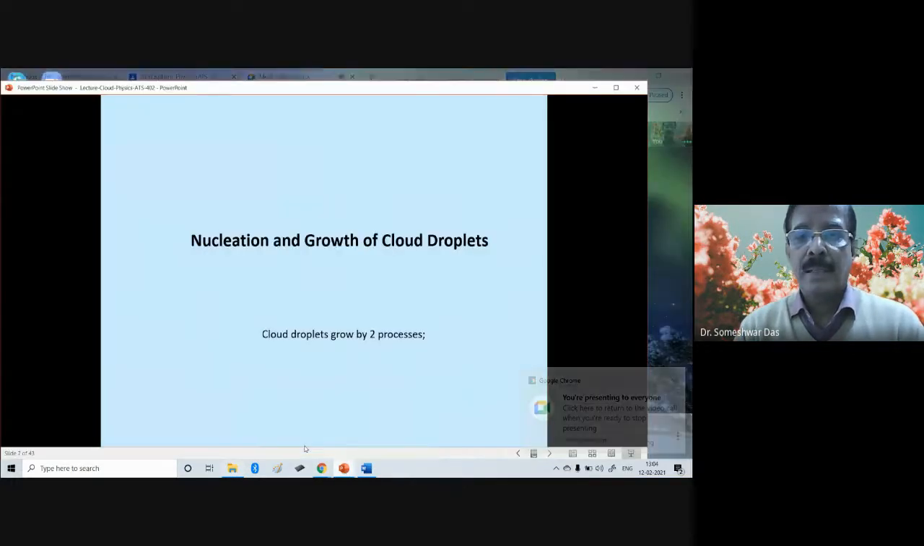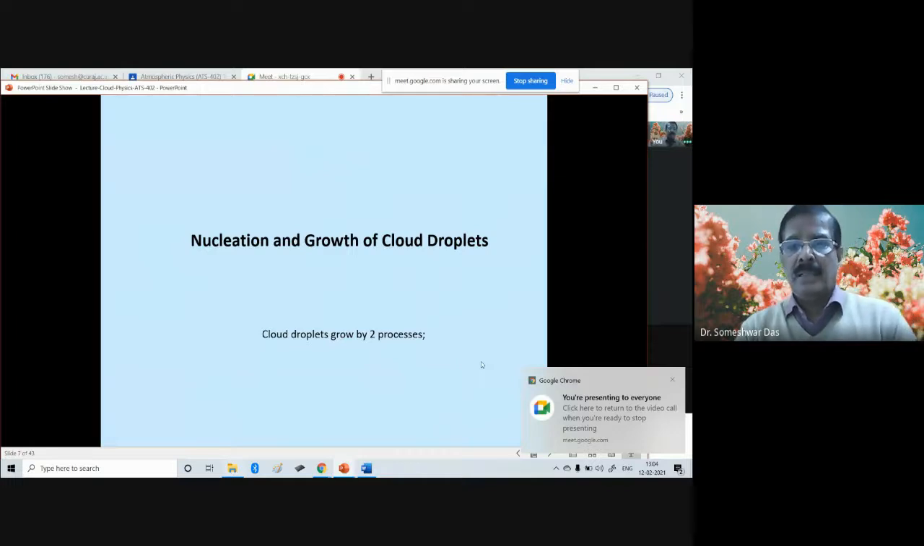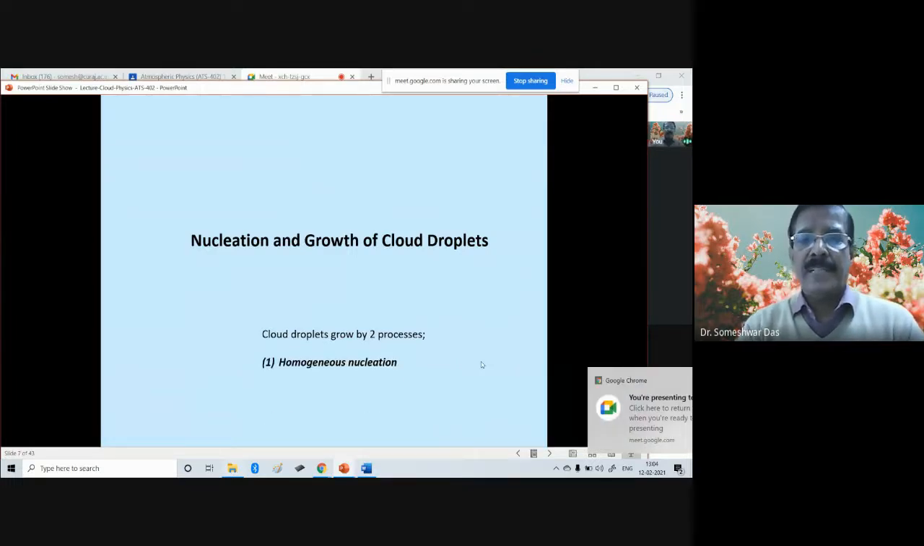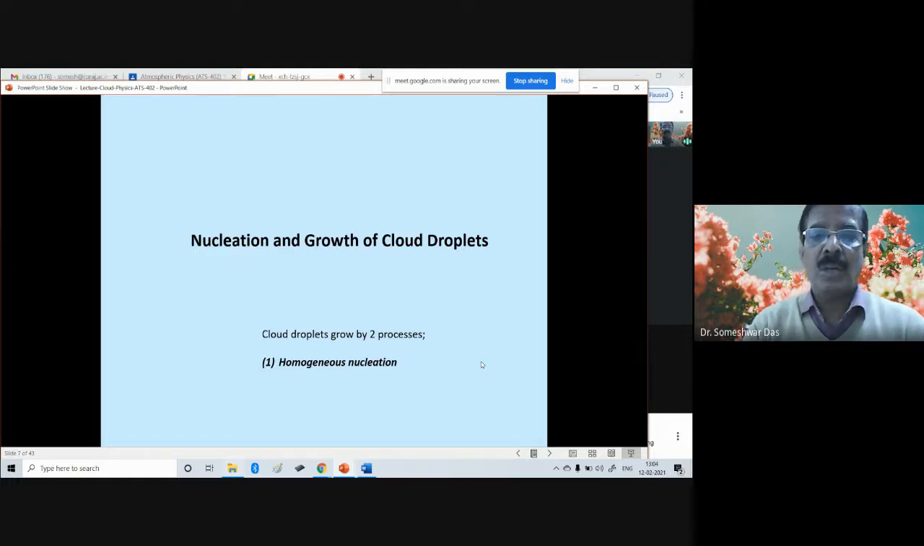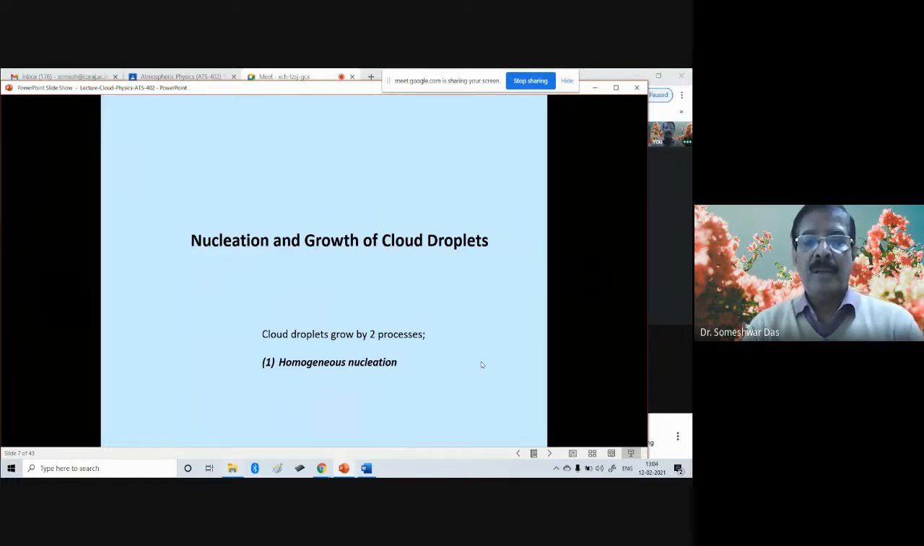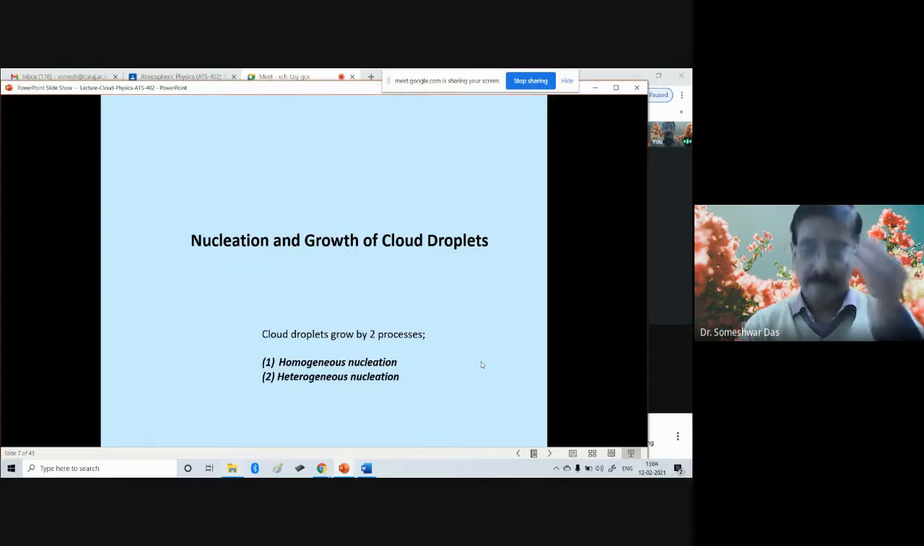So okay, there are basically two processes through which the cloud droplets grow. One is called the homogeneous nucleation, and the other is called the heterogeneous nucleation. The cloud droplets grow by two processes: one is the homogeneous nucleation, and the other is the heterogeneous nucleation.